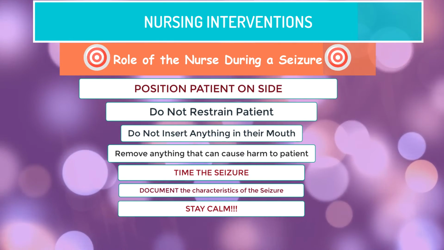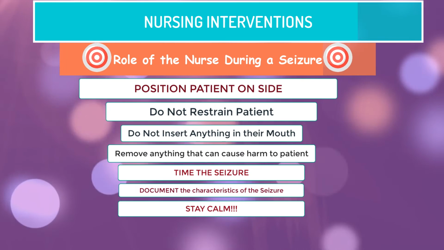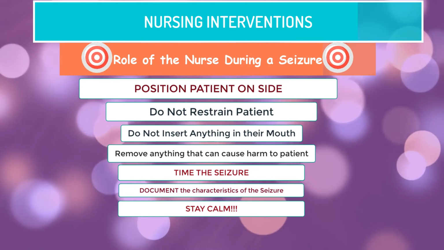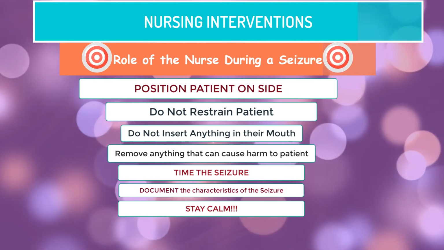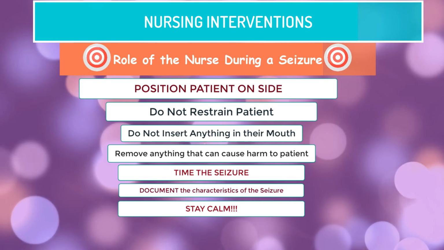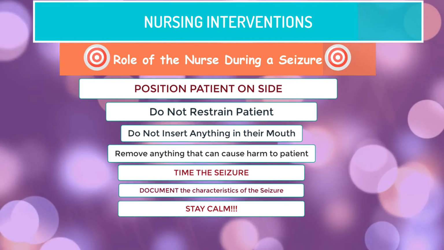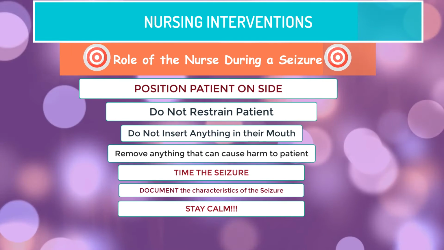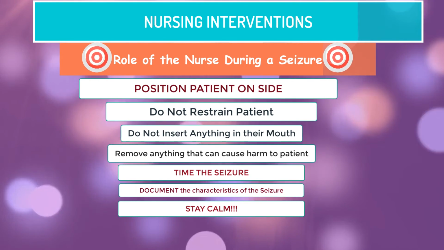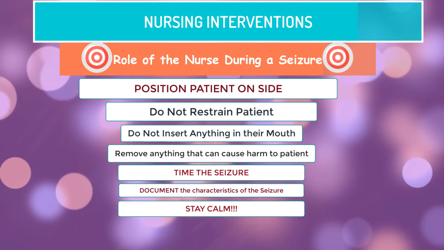Number one, place the patient on their side in order for anything that's in their mouth, like saliva or even vomit or blood, to drain out of the mouth. Do not restrain the patient during a seizure. You can cause more harm to the patient as well as yourself. Do not insert anything into the patient's mouth, and make sure to remove anything that can harm the patient, such as eyeglasses. And remember to time the seizure.